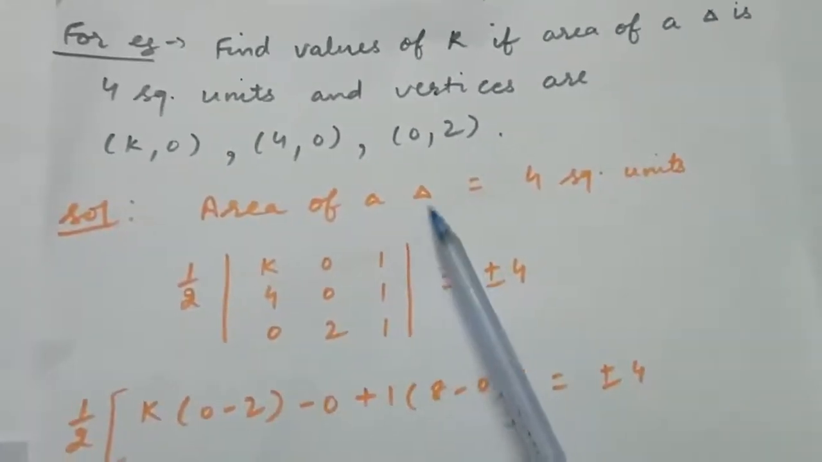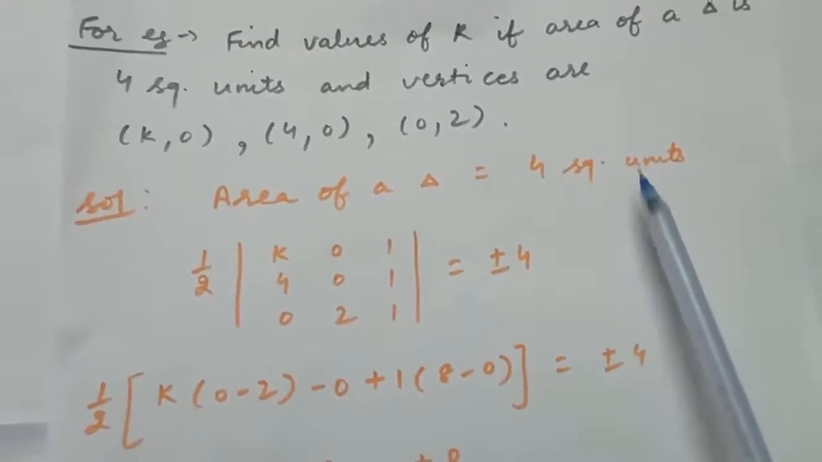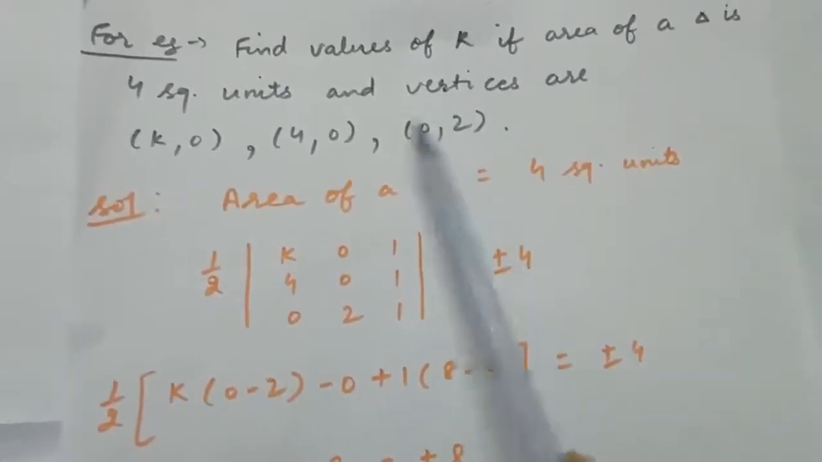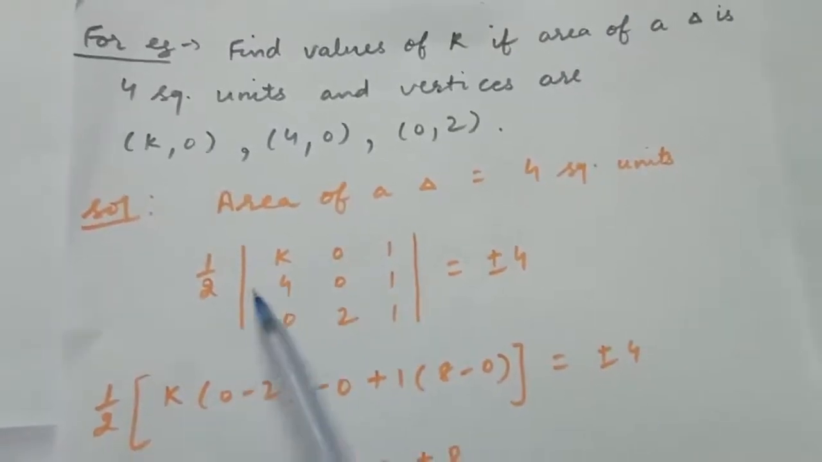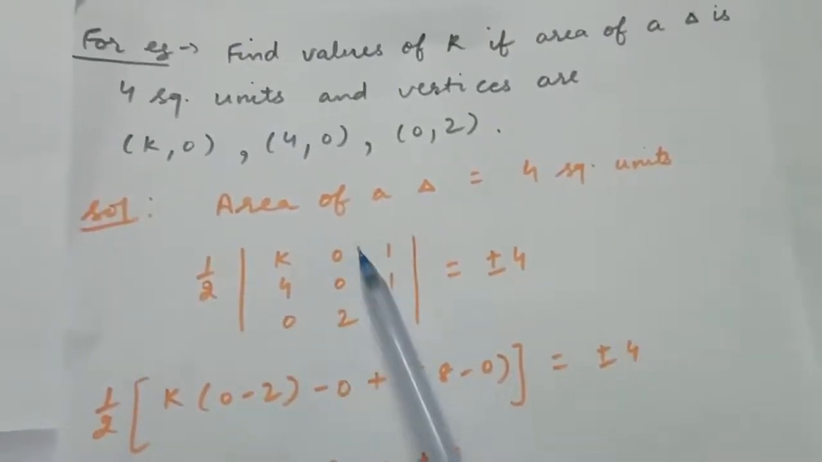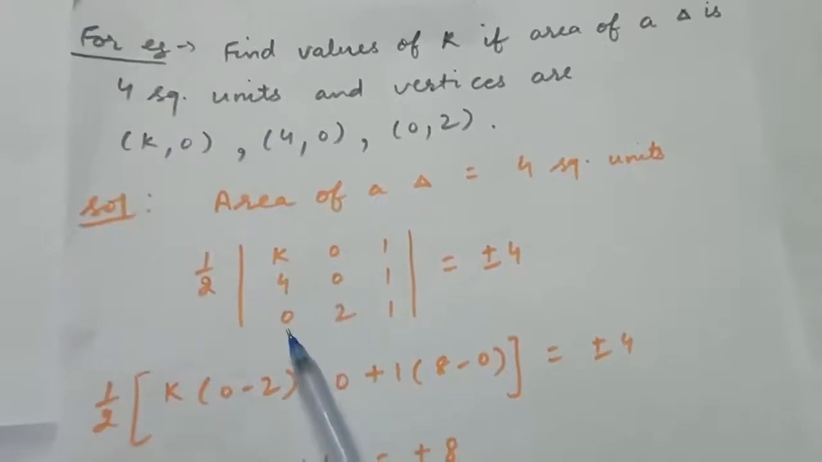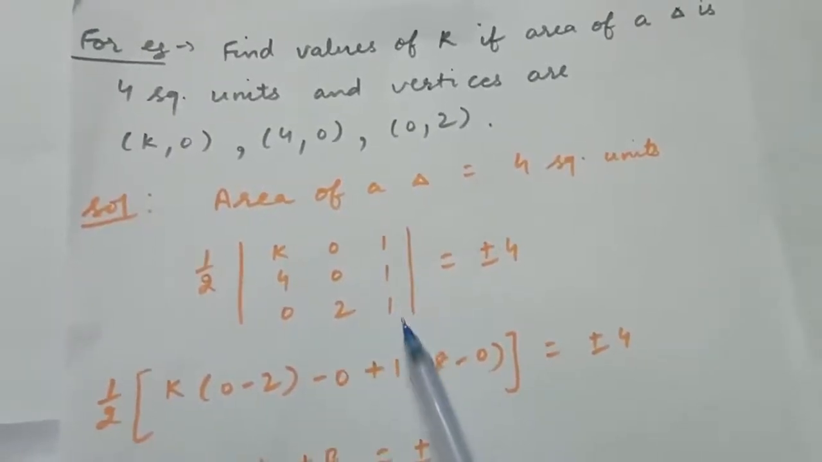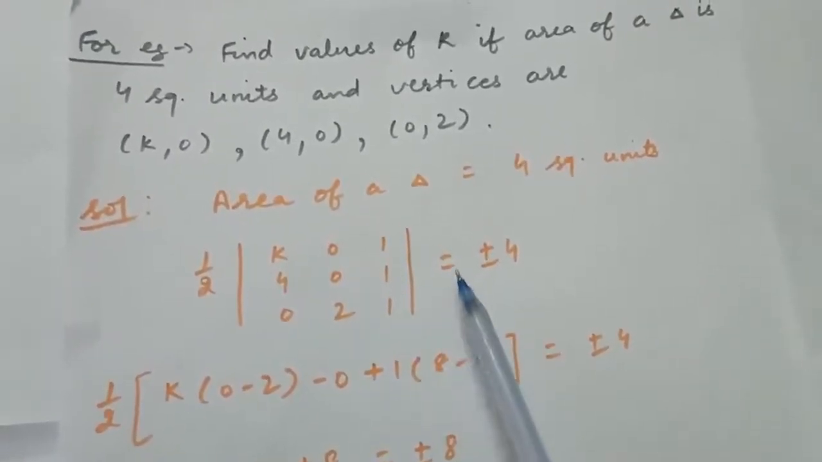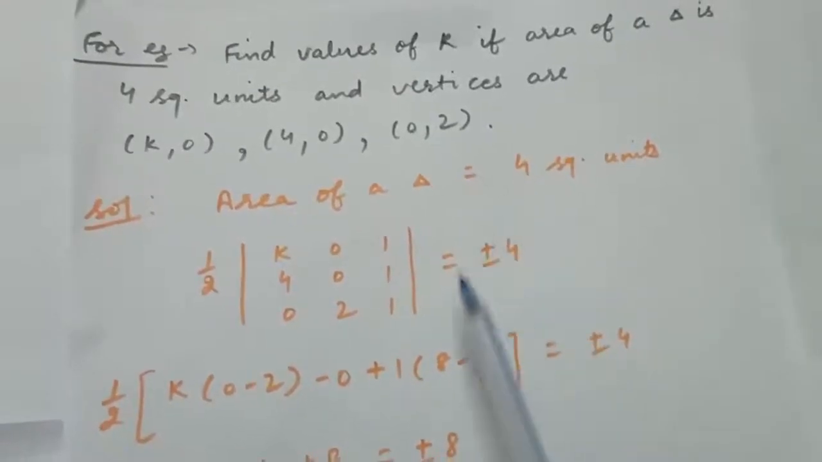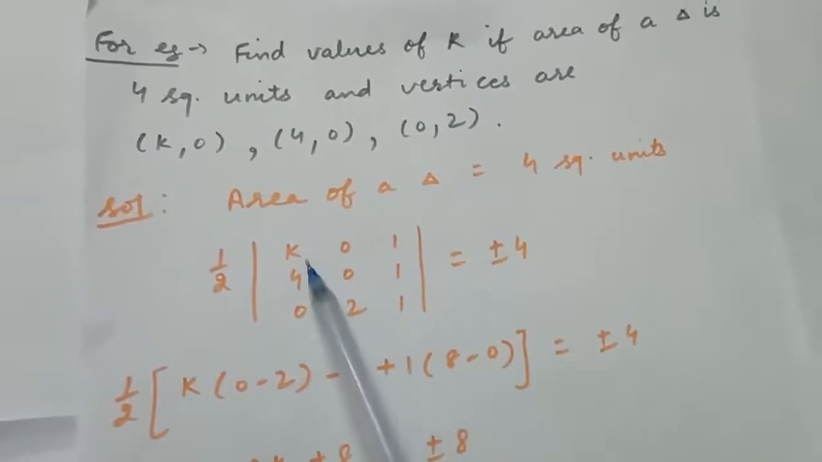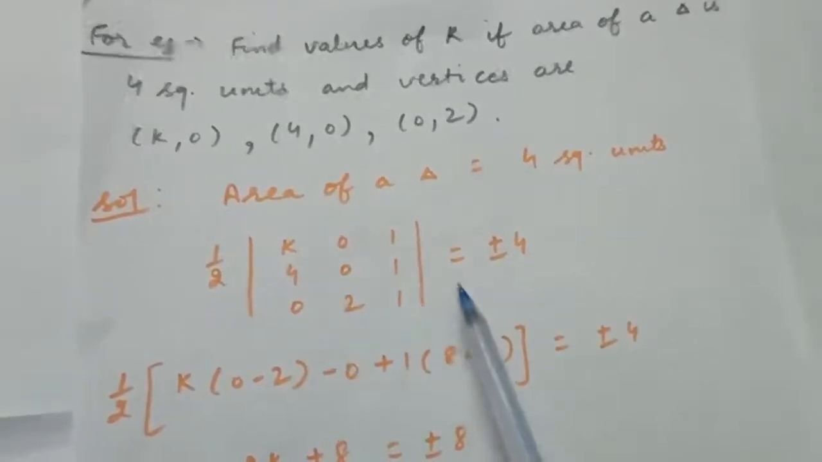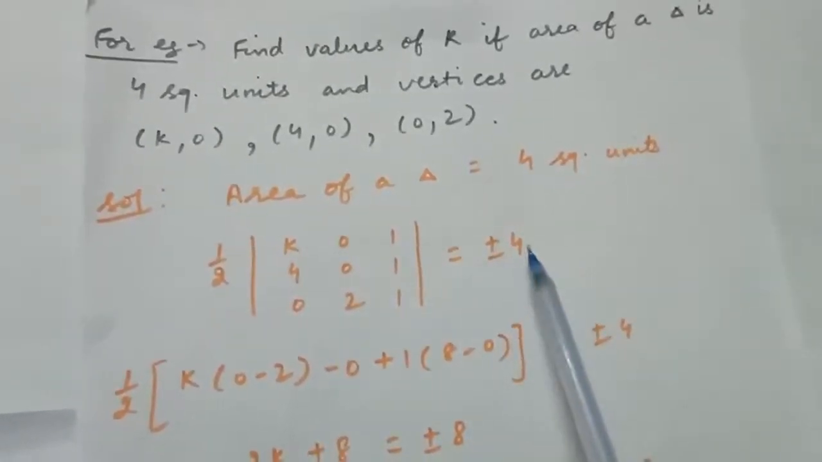So the area of the triangle is given as 4 square units. Now if these are the vertices of the triangle, then the area of the triangle will be half inside the determinant k 0, 4 0, 0 2 and 1 1 1 in the third column, equal to, now because the area is already given, you have to take both positive and negative values to calculate the value of k. So it is equal to plus minus 4.